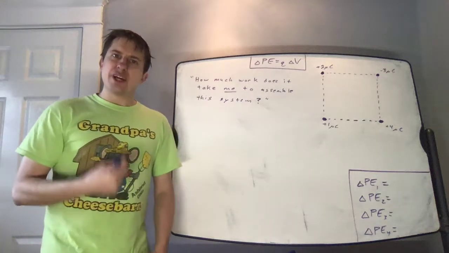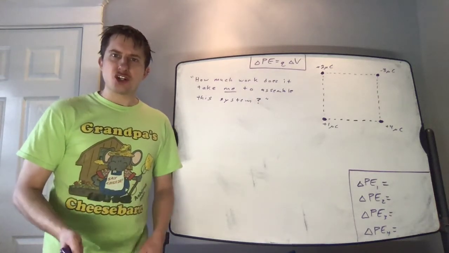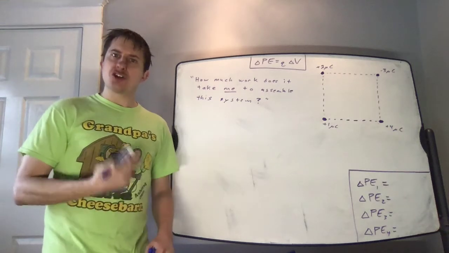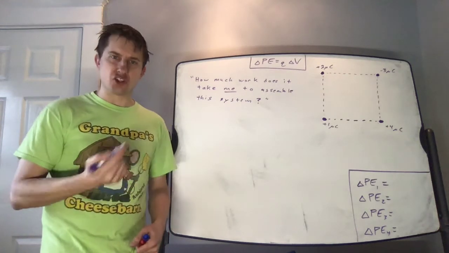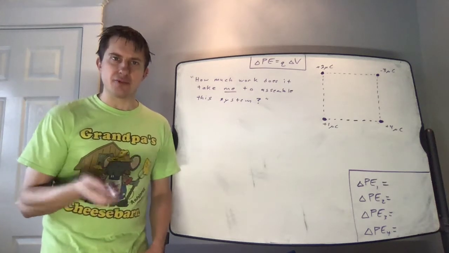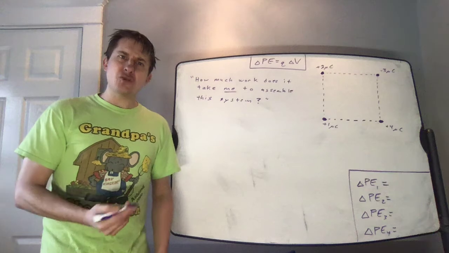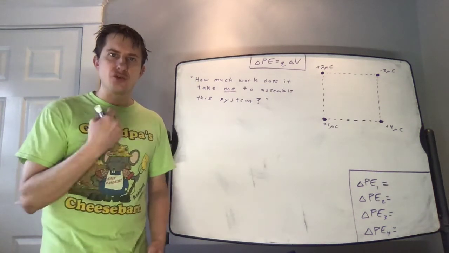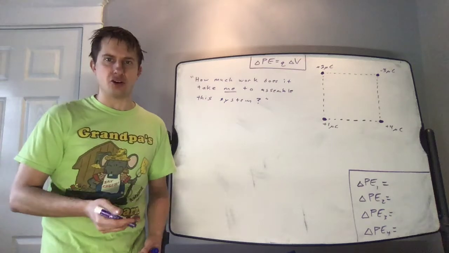In this example, we are going to determine the potential energy of this system of four charges. There are 4 point charges located at the corners of a square of side length 2 meters, and the charges themselves are given in the problem. The question we are effectively asking is, how much work does it take me to assemble this system of particles?